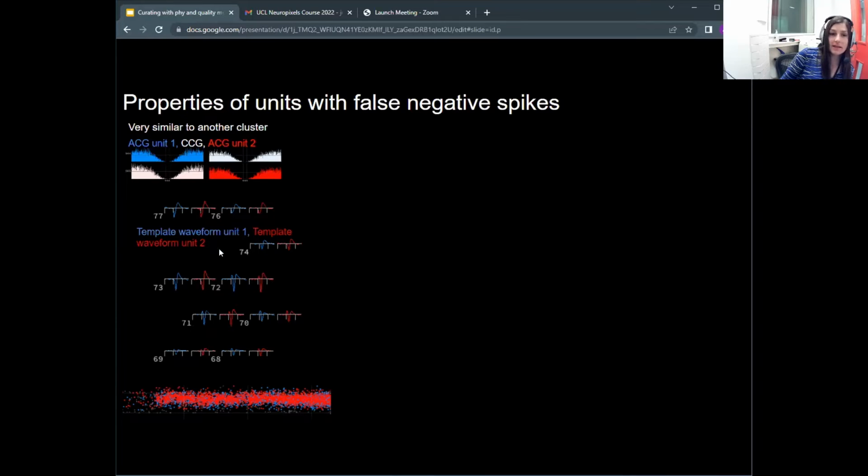Finally, if you plot waveforms, so here we're plotting template waveforms, but you should also look at raw waveforms, you can see the waveforms are also pretty similar. And in this case, these spikes can overlap in time. So these are probably two units that should be merged into one unit because they are so similar.